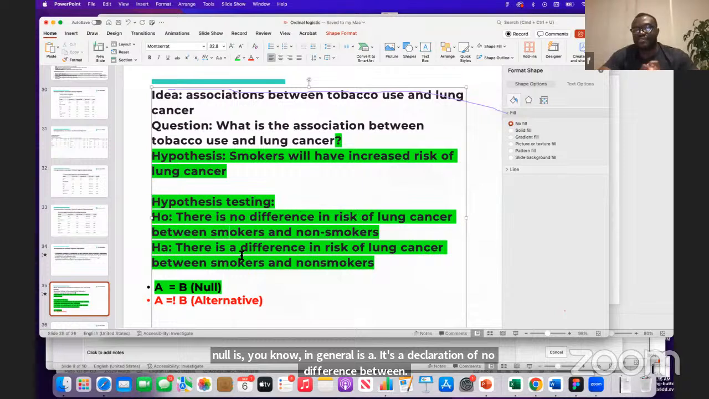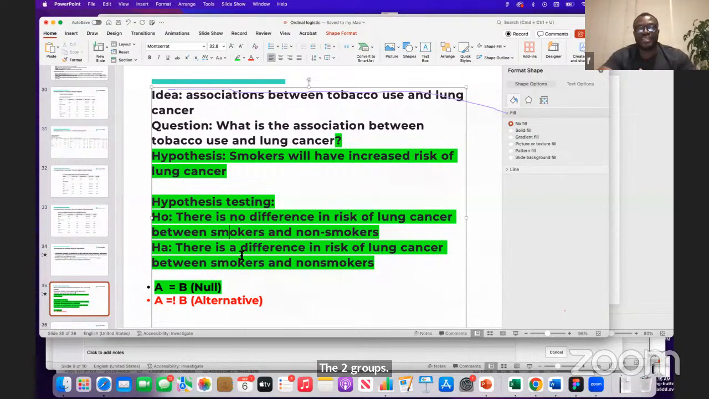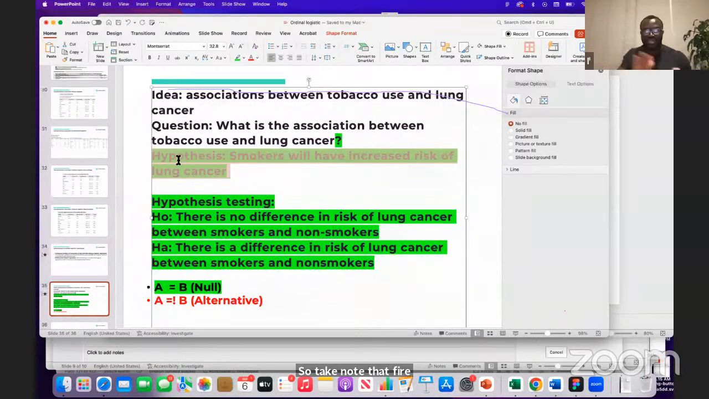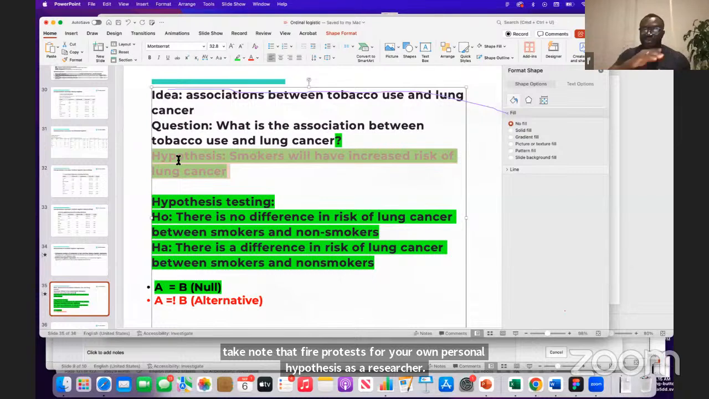The alternative, we typically frame in a two-way direction. Two-way meaning that I don't want to assume. So take note that your own personal hypothesis as a researcher is directed. I'm saying that smokers will have increased risk.